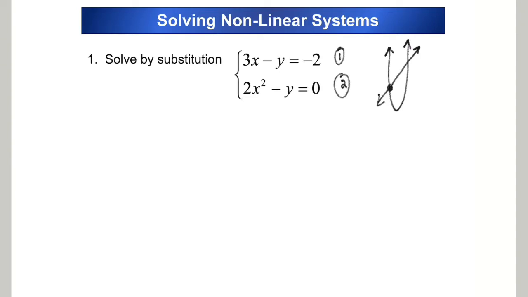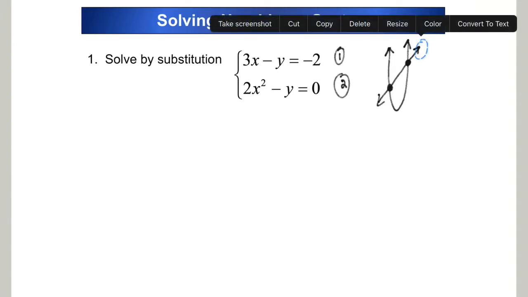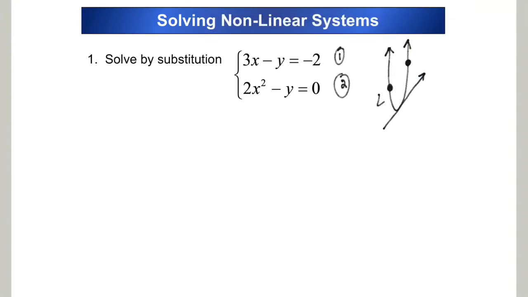So now you've got two intersection points because a parabola could potentially intersect a line in 2 points. It doesn't have to intersect it in 2 points. It could just intersect it once, or maybe it never intersects at all. So that's something that we have to look out for now when we're solving nonlinear systems.